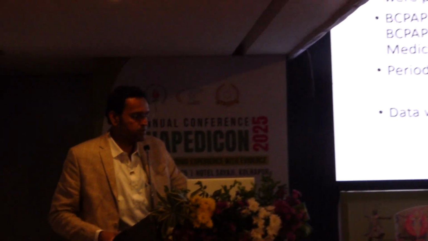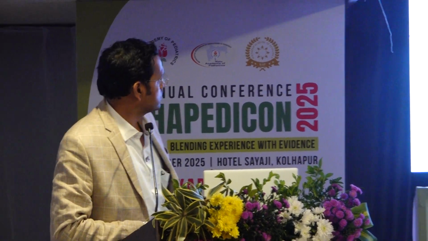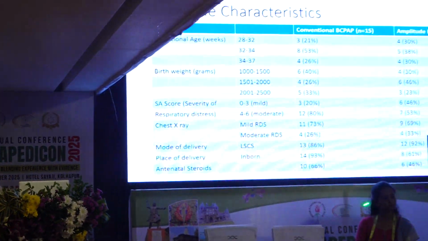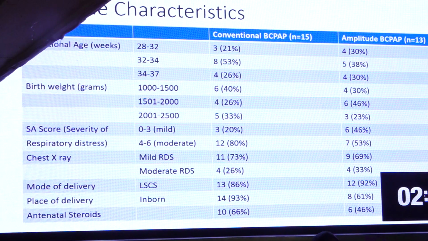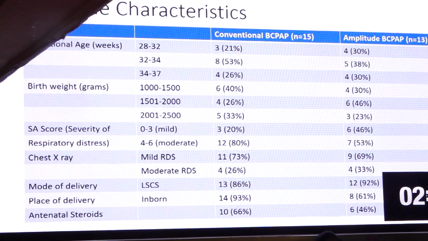They were all preterms with respiratory distress with good respiratory drive, because that is what needs CPAP. It was as per availability. This was not randomized. And from January to September this year, data was analyzed for comparison. So if we see this, they were all comparable. We had 13 patients in amplitude CPAP and 15 in the conventional bubble CPAP.